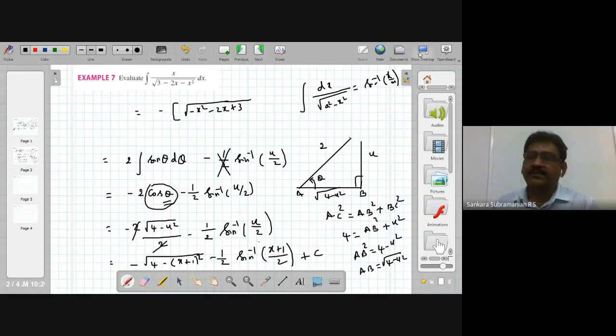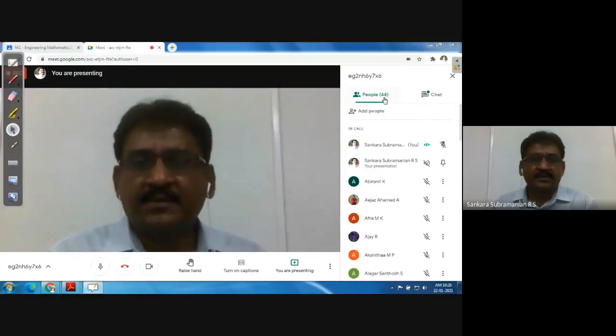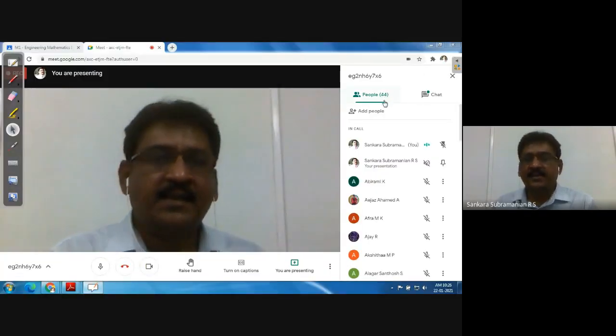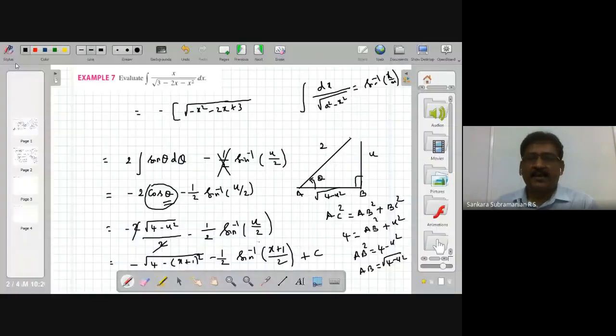Hello friends, there is a small mistake in the formula, please note it. 1 by a will not come; that is for tan inverse x by a, which is 1 by a tan inverse x by a. For sin inverse of x by a, 1 by a will not come. Please note it down. The coefficient is 1. You will never get it. So you get sin inverse of x plus 1 by 2, right? Plus a constant will be there.